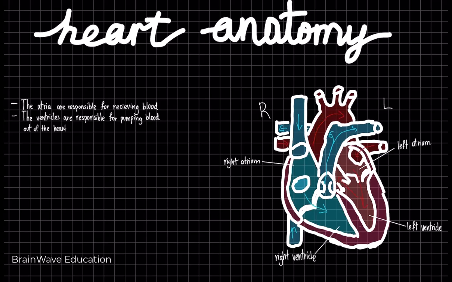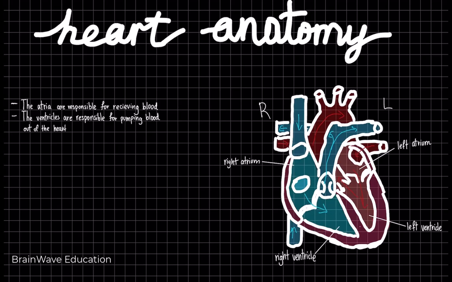In my diagram, we can see that the left ventricle wall is a lot thicker than the right ventricle wall. This is because the right ventricle only needs to pump the blood to the lungs and back, while the left ventricle needs to pump the blood all the way to our toes and back. So the left ventricle wall is a lot thicker because it needs more power and muscle to be able to pump the blood all the way around the body.